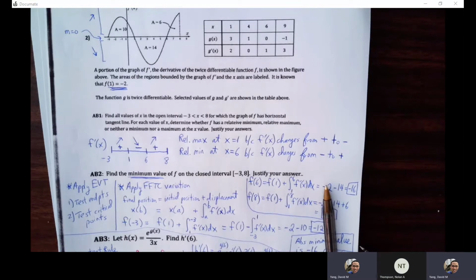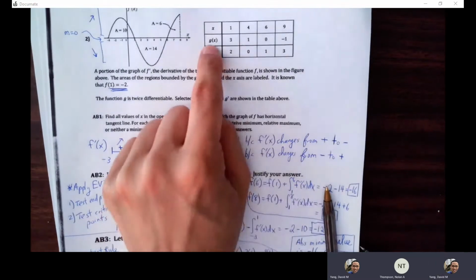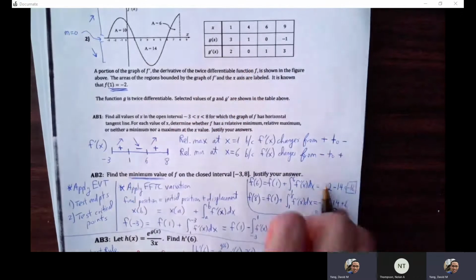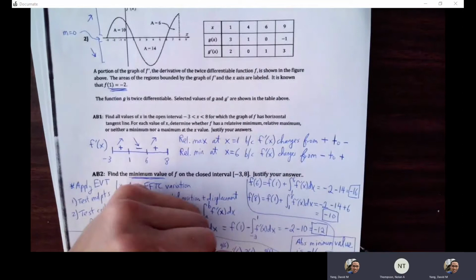What do you see? Sorry, I'm copying the table down real quick. Okay, so e to the g of 6 will become e to the 0. It's just 1. So yeah, g of 6 is going to be 0. Times 1, so it's just all 0.